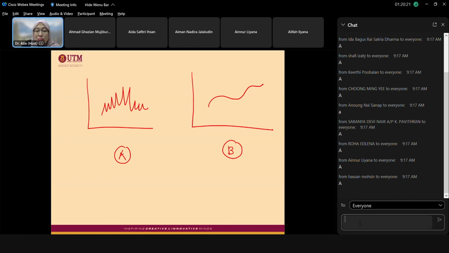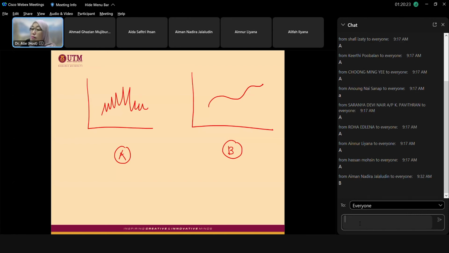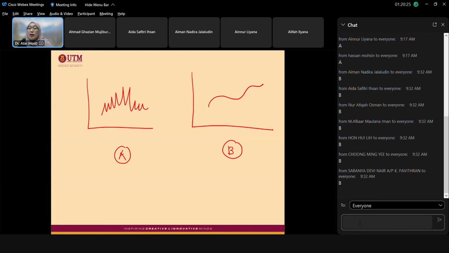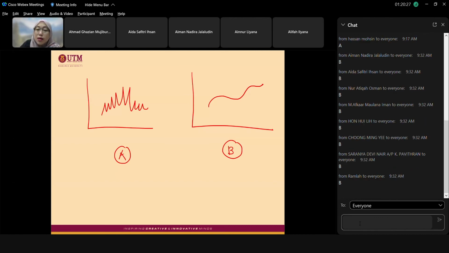Which one is more consistent? Yes, data B. Because data B has less fluctuations, okay? So this one is very unpredictable. So we can say it is inconsistent. So therefore, the CV will be higher compared to this one. So the one with lower CV, we can say it is more consistent, right?